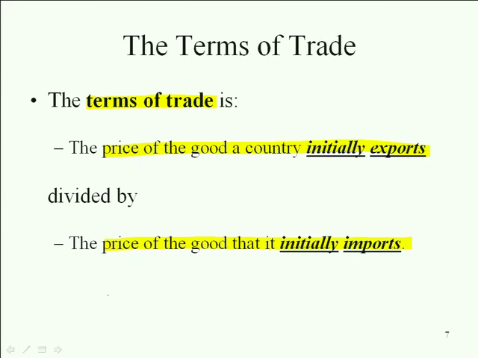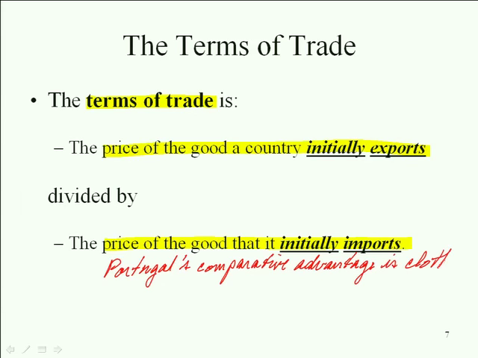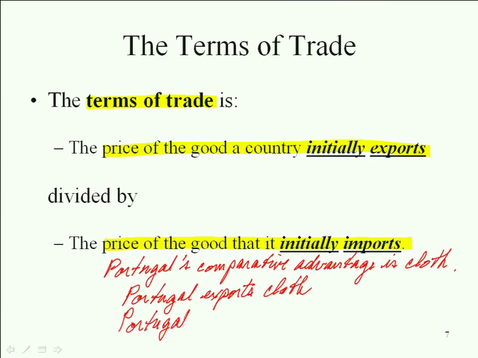Therefore, Portugal's terms of trade is the relative price of cloth. The price of the good that it initially exports divided by the price of the good that it initially imports. Now notice when we say that, we can only talk about the terms of trade if international trade is actually taking place. So terms of trade is not a concept that we use when we talk about going from autarky to international trade. We know that the relative prices will change when that happens. But to talk about the terms of trade, trade actually has to exist.